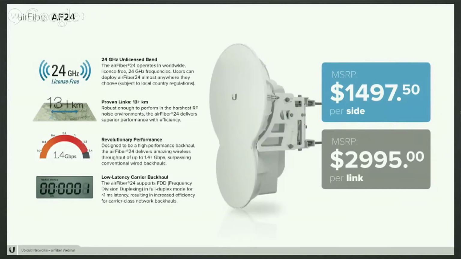AF24 obviously operates in 24 gigahertz, but as a result of operating in that spectrum and frequency, the links are about over 13 kilometers. But because of 24 gigahertz, we also get faster speeds at 1.4 gigabits per second. And just like AirFiber 5, it also features less than 1 millisecond latency. It's $1,497.50 per side, or less than $3,000 per link.